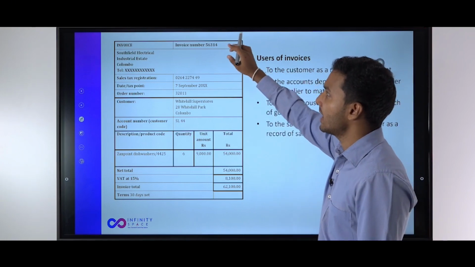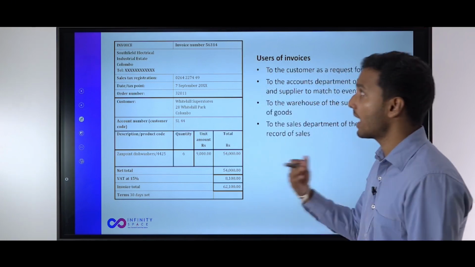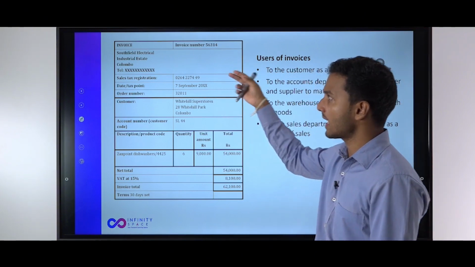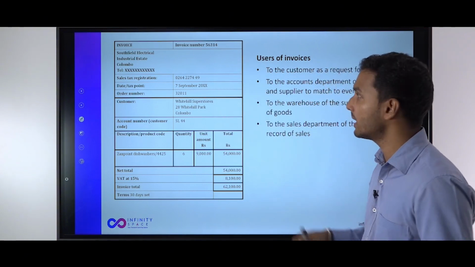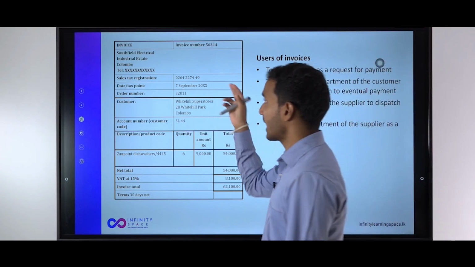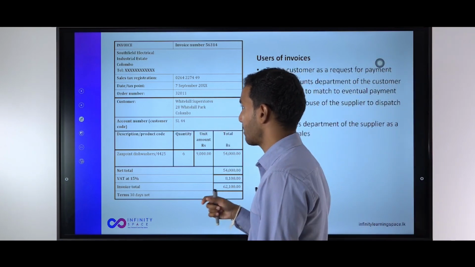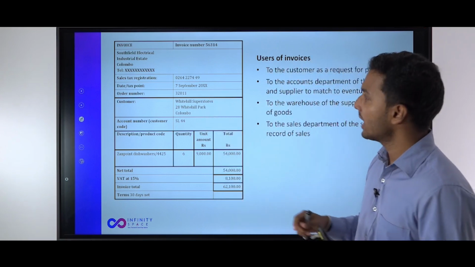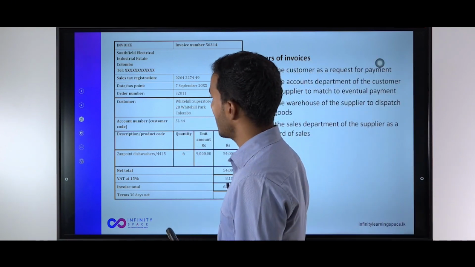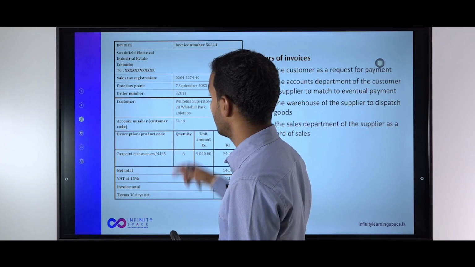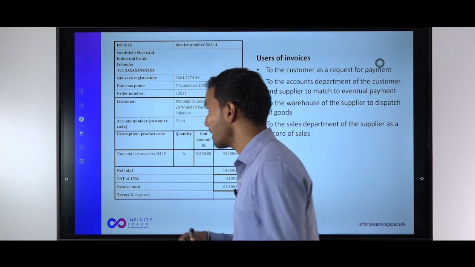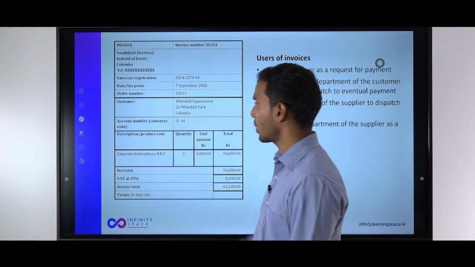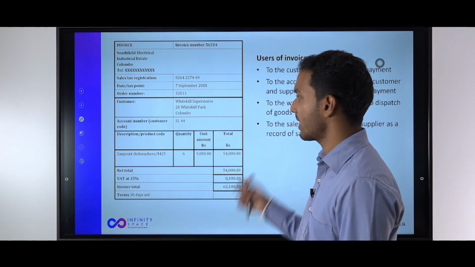Then you get the name and address of the supplier, the business who sold the goods. Then if they are VAT registered, the sales tax registration number, the VAT number, date, tax point, the date on which the transaction happened, order number, this is the sales order number, right? Then the customer's name, the customer code, right? Each customer will have a code, especially if it's a regular customer. So the customer's code, it's like an ID number for the customer.